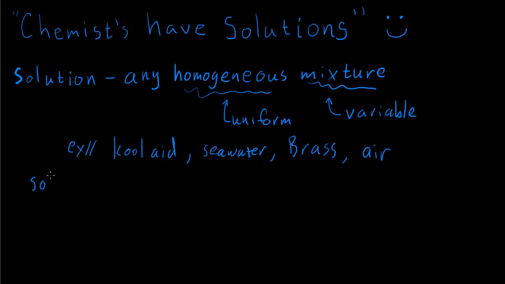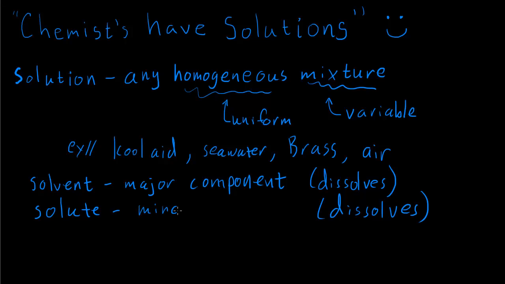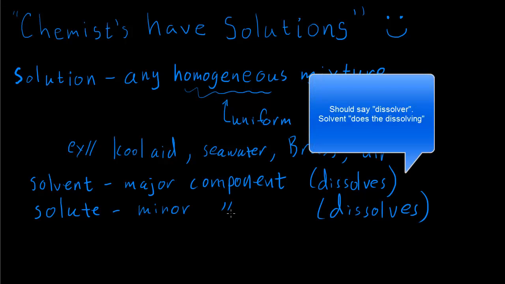So we can break a solution up into two parts. There's the solvent, and chemists think of the solvent as the major component. So whatever you have most of, that is called your solvent, major component. Everything else is a solute. You got to keep track of your solvents and your solutes. So the solvent is the thing that does the dissolving, and the solute is the thing that gets dissolved. The solute is any minor component. Just write dash dash right there to say component. So the solute is any minor component, and it's the stuff that gets dissolved.